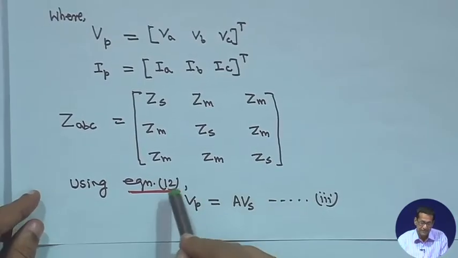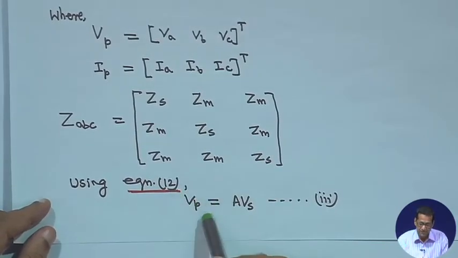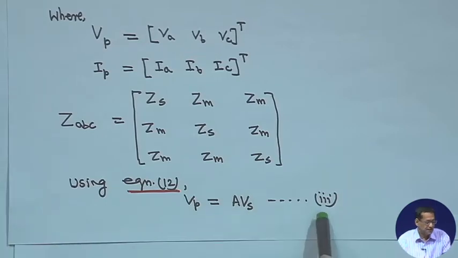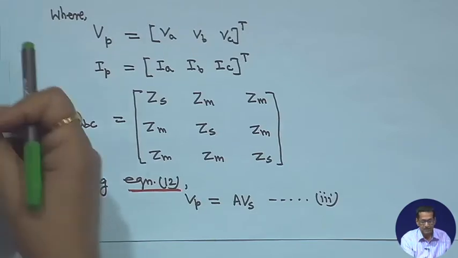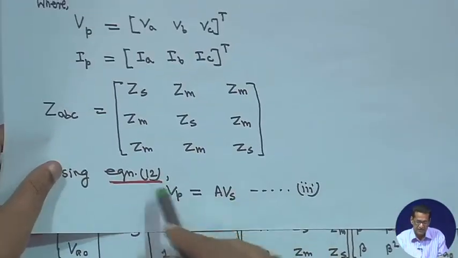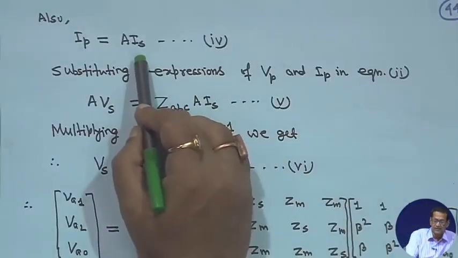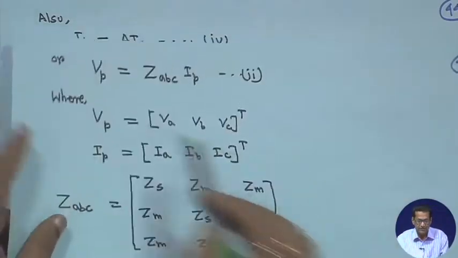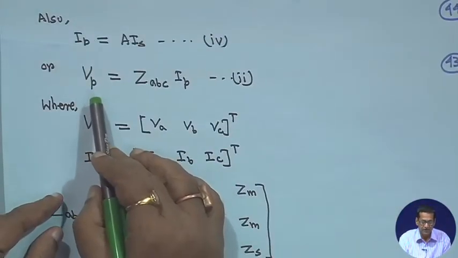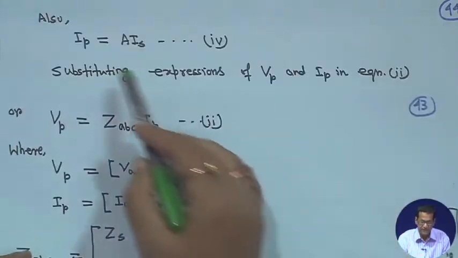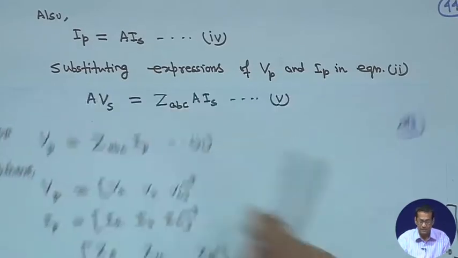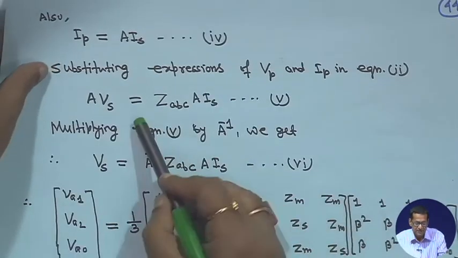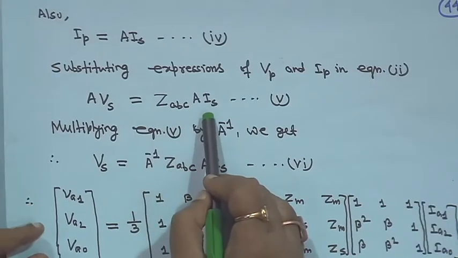Therefore, same relationship, we go back to equation 12, there Vp is equal to A Vs and Ip is equal to A Is. If you put these in, A Vs will become Z ABC into A Is.